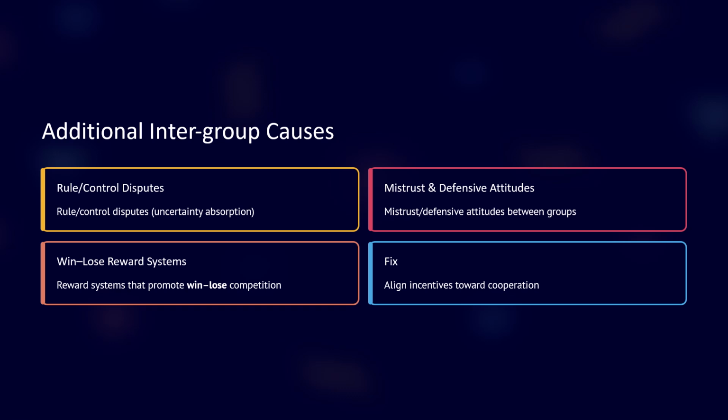Finally, look at the reward system. If a company gives a reward based on individual performance rather than team performance, it can hurt cooperation. When people feel they are in a win-loss competition with their own colleagues just to get a bonus, the organization suffers. Instead of working together to beat the competition, they end up fighting each other.